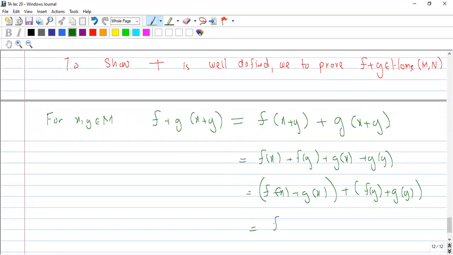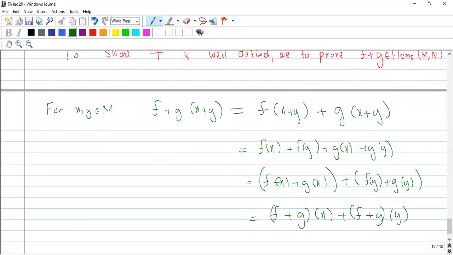So this is equal to f plus g of x and f plus g of y. So it shows that if I take the image of x plus y under f plus g, it is equal to the image of x plus the image of y. This is the proof of the first property of homomorphism, that the image of x plus y is equal to the image of x plus the image of y.